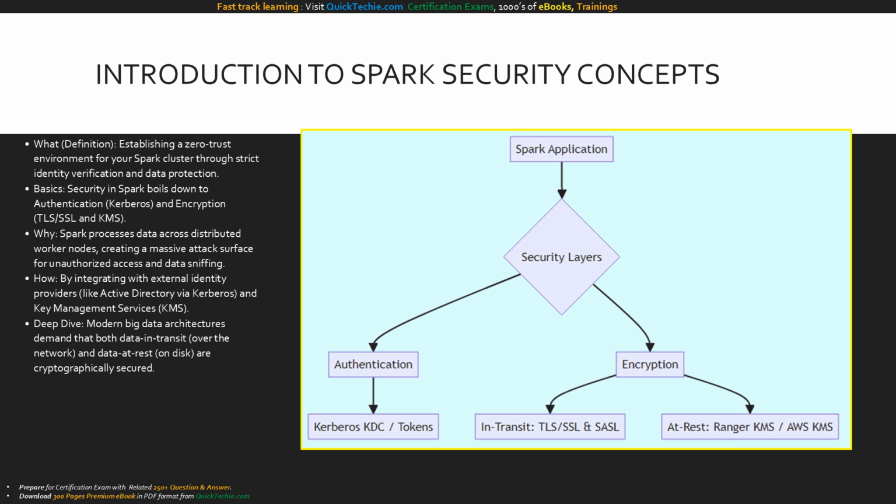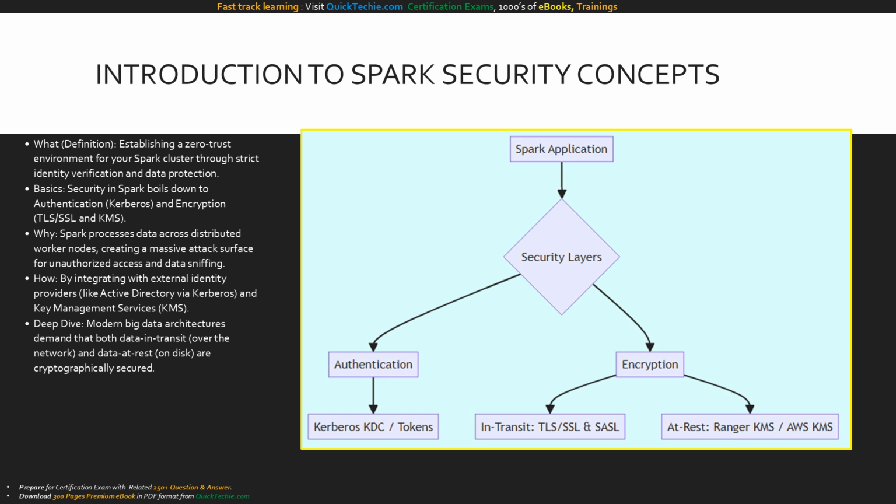When you run Spark in a distributed environment, your data is flying across the network between the driver and multiple executors. This distributed nature is fantastic for performance, but creates a massive attack surface. If a malicious actor gains access to your network, they could intercept sensitive data or submit rogue jobs. That is why we must implement a zero-trust architecture.